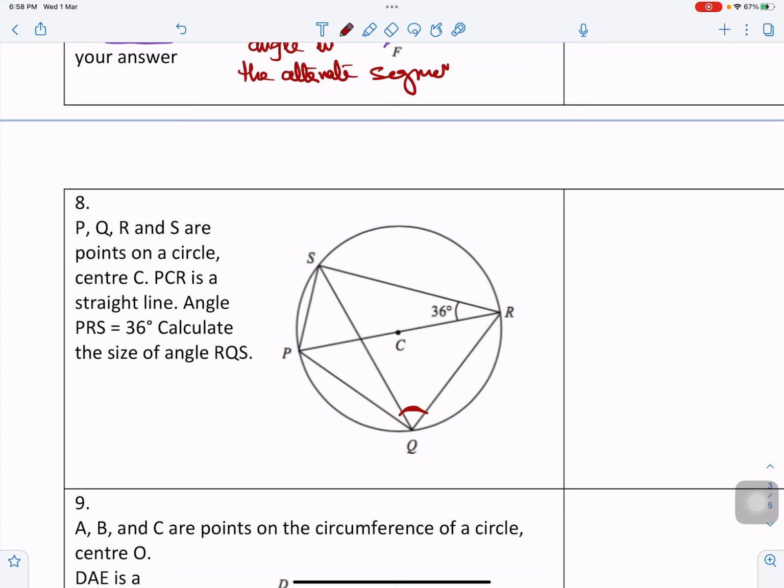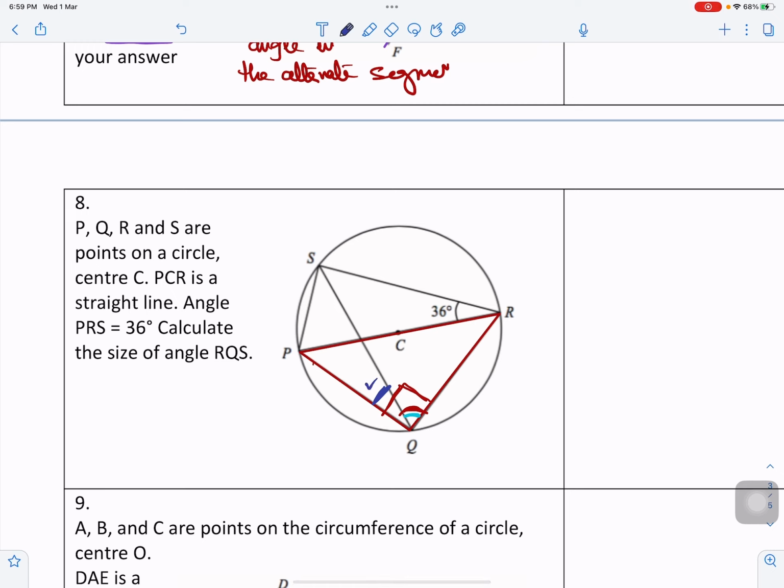You have to think of those properties which we have learned in the previous video, and the link is given in the description as well. If you look at the diameter, this diameter is making an angle at Q on the circumference. It means this whole angle Q is 90 degrees. I have to find this small one. If I know this angle, I can easily subtract it from 90 and I will get my required answer.